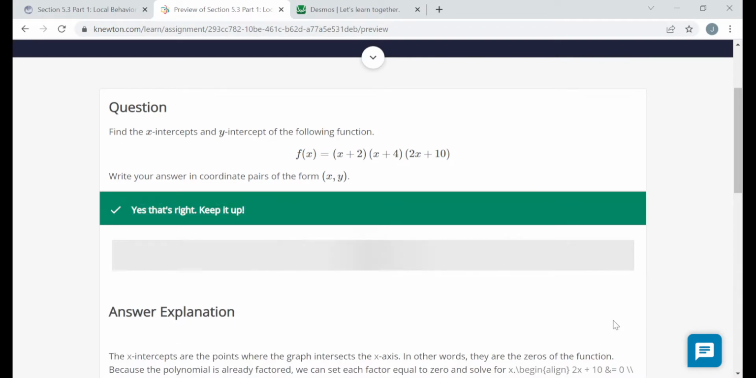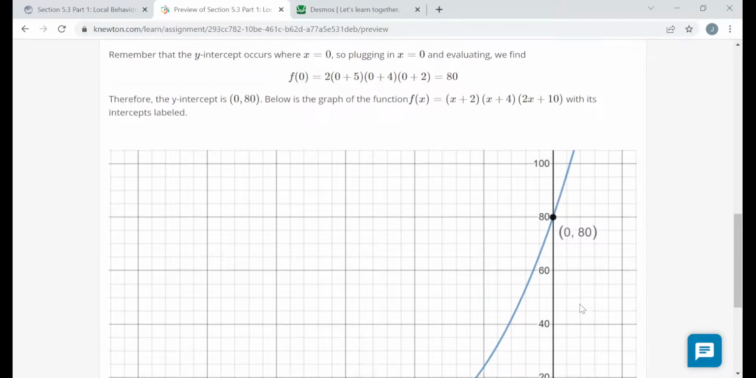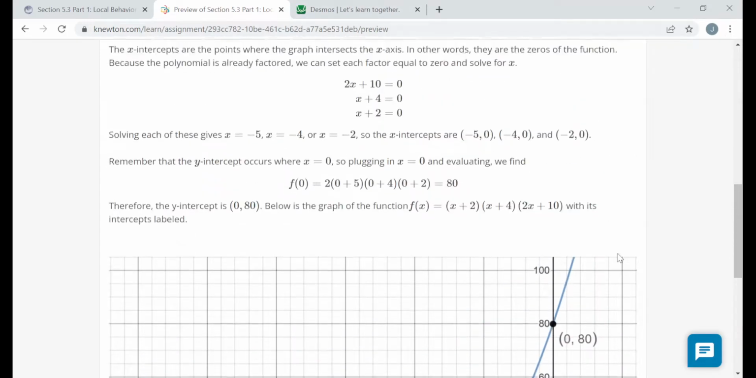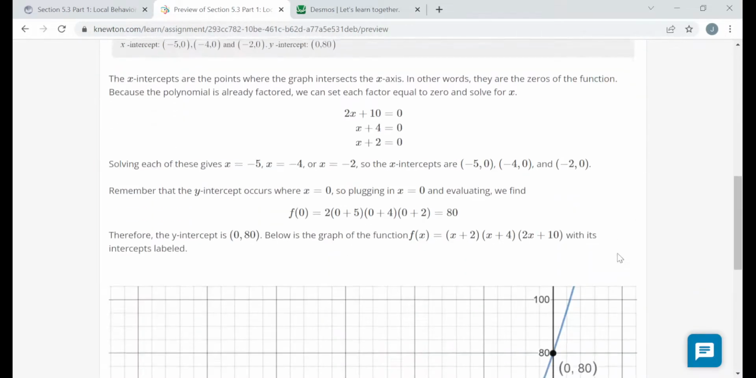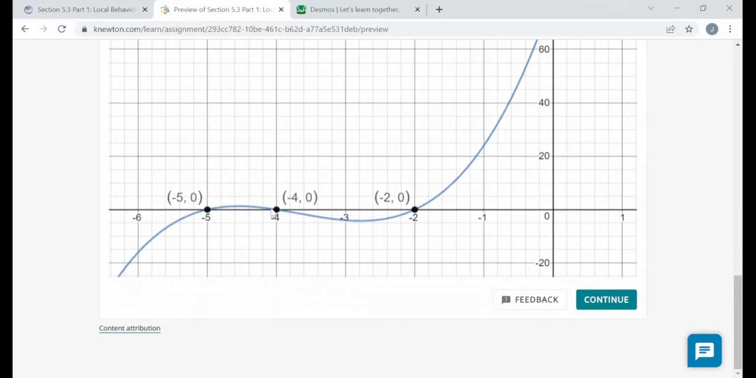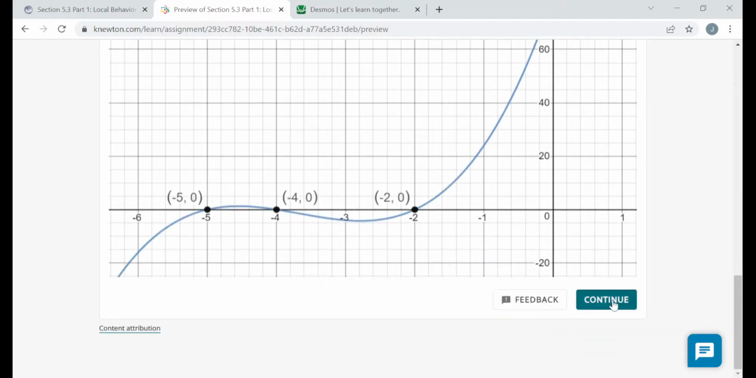Wonderful. And they even show you the graph. And you can look at the graph on Desmos. I do have Desmos here, but I don't feel the need to do that. They show you that right here. The 3 x-intercepts, the y-intercept. Okay.